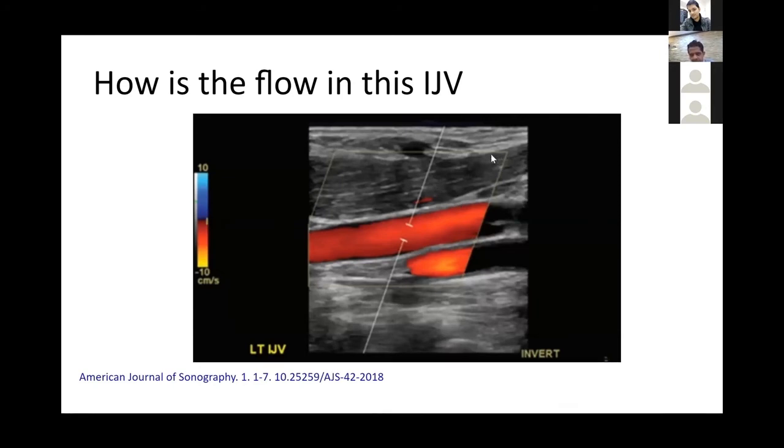This is the acute angle of the parallelogram. So the direction of vision is this side, and then we are looking at the color map. Blue is towards and red is away. So this is red and this is away from the probe. Third thing is this is the head.